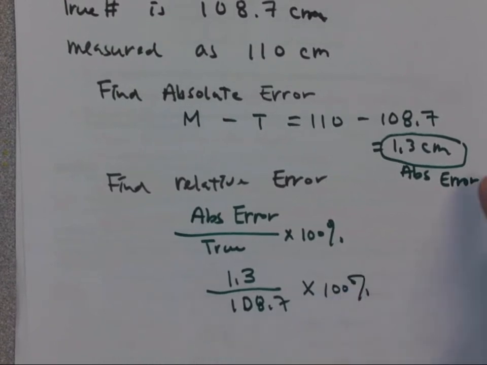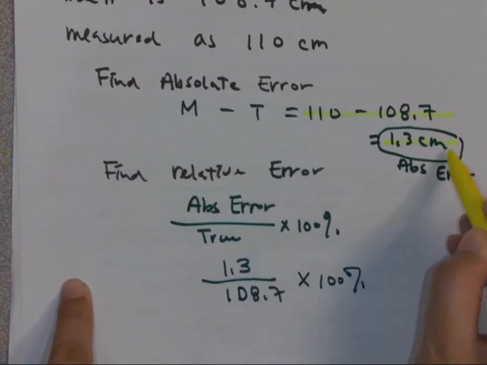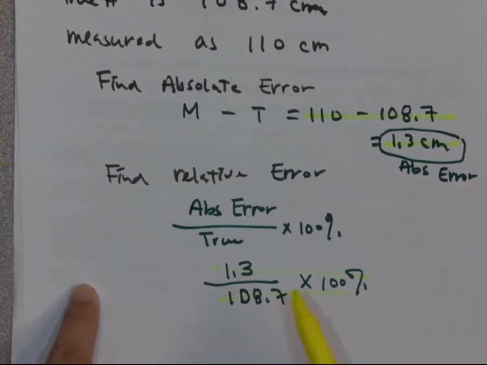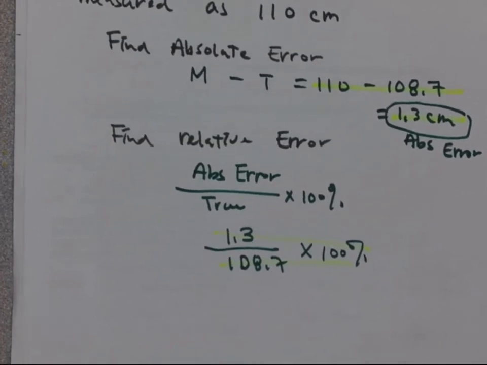So on the test, you have to show me a little bit of steps, okay? Even though it looks very simple, you still have to show me at least this part and this part: how to set it up, find the answer. So 1.3 divided by 108.7 times 100 is what? Most of these they will ask you to 2 decimal places, so 2 decimal places in the final answer.